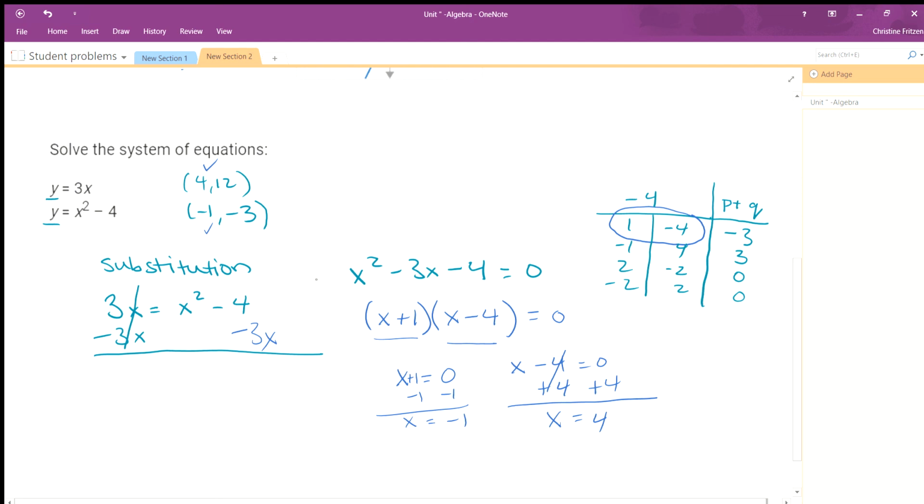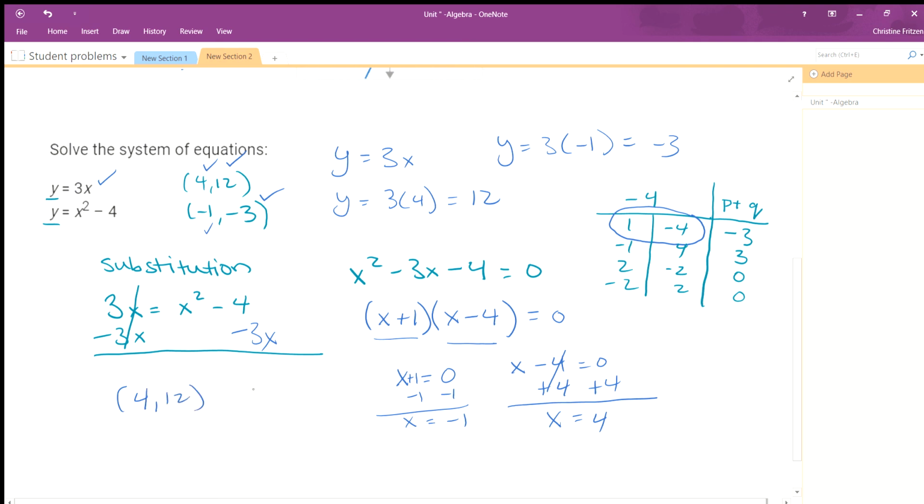Now, in order to find the y value, we pick which equation we want to use to plug in what we got for x. I always like to pick the path of least resistance, so I'm going to use the equation y equals 3x because we're just going to multiply by 3. So let's plug in 4. y equals 3 times 4, and that equals 12. So that checks out. Then we have y equals 3 times negative 1, and that equals negative 3, and that checks out. So our solution set via algebra and substitution is the same as what we got when we graphed it.